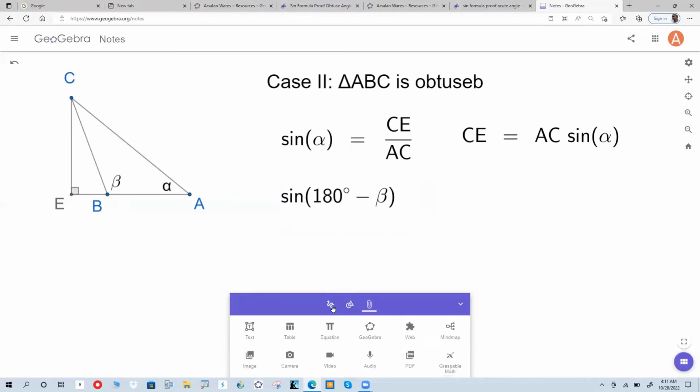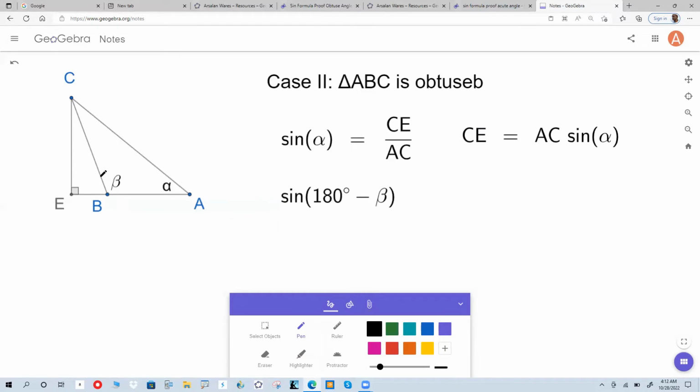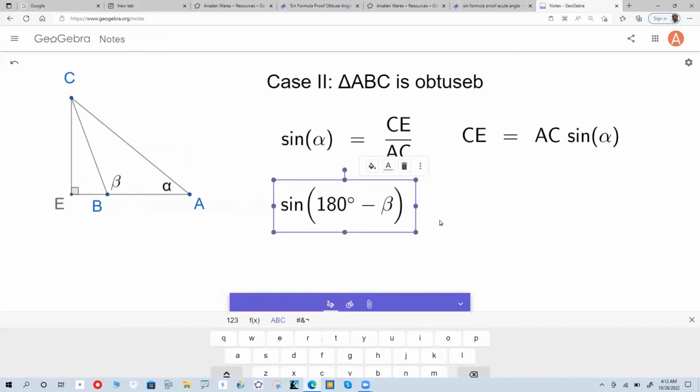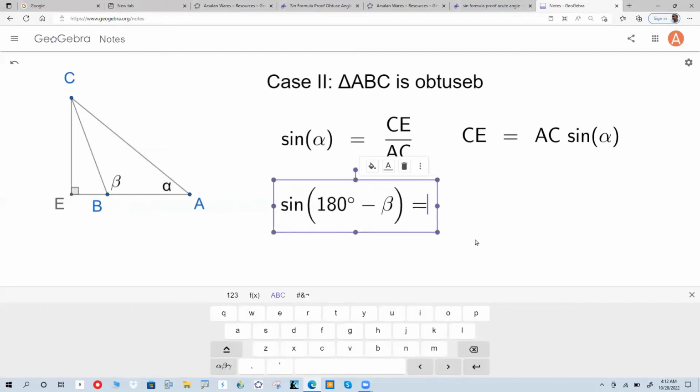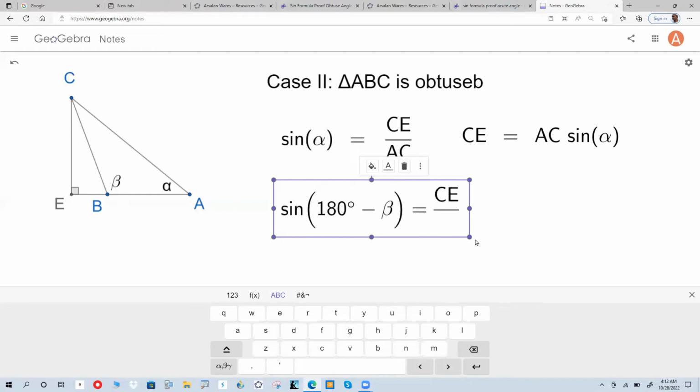Now let's explain this. This angle is beta, so this has to be 180 minus beta. Since I'm talking about triangle BEC, I better use the correct angle. I can't use beta. Now, this angle is equal to, sine of 180 minus beta is equal to opposite divided by hypotenuse, which is BC.